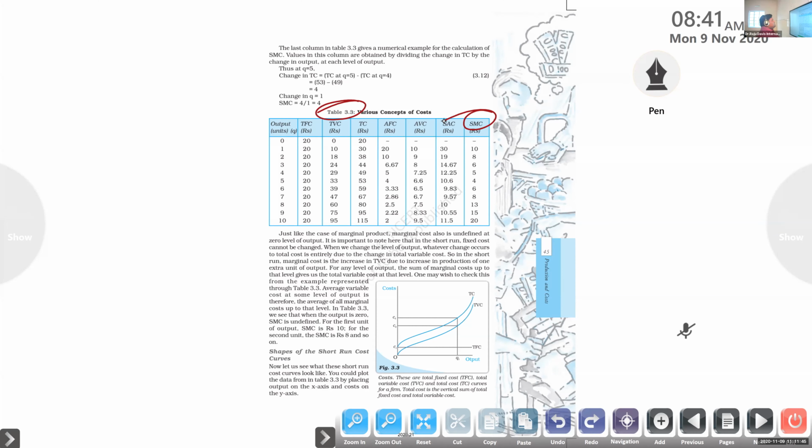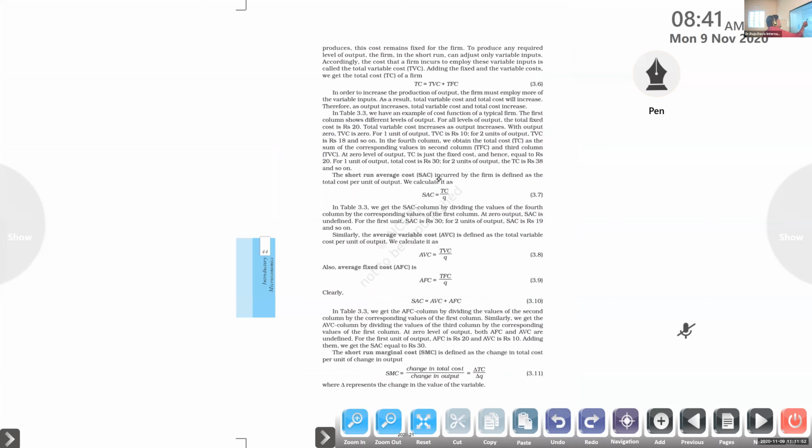Listen, all these things are too important for everyone. You know that the question is to find out all these things. Short run average cost, SAC, is total cost divided by Q, the quantity. AVC, average variable cost, is TVC, total variable cost, divided by the quantity. Average fixed cost, AFC, is equal to total fixed cost divided by quantity.